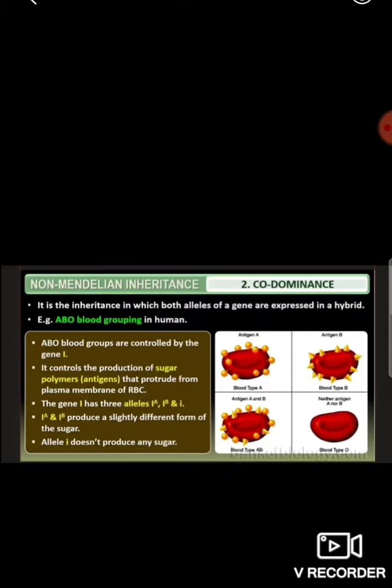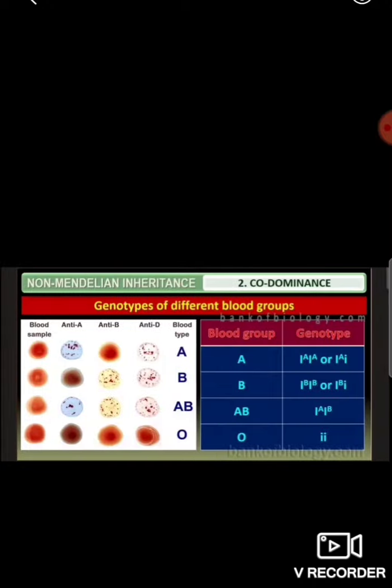Okay, so ABO blood groups are controlled by gene I. One gene, how many alleles? A gene is nothing but it will be having a pair of alleles. That means 2 alleles will be there. It controls the production of sugar polymers, antigens that protrude from the plasma membrane of RBC. So the gene has alleles IA, IB and i. IA and IB produce a slightly different form of a sugar. Allele i does not produce any sugar.